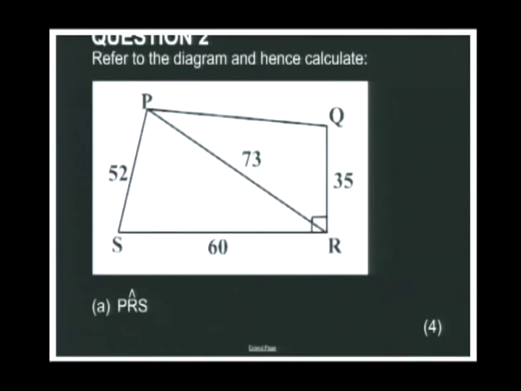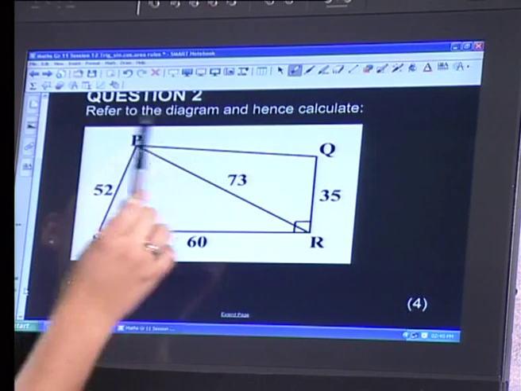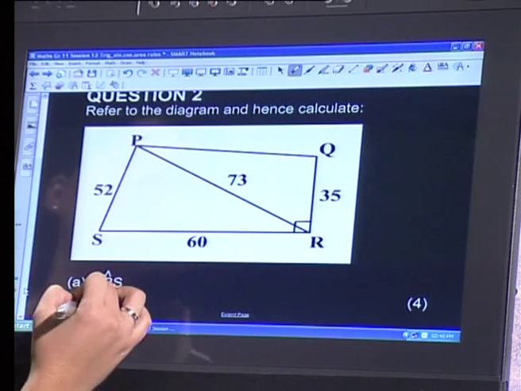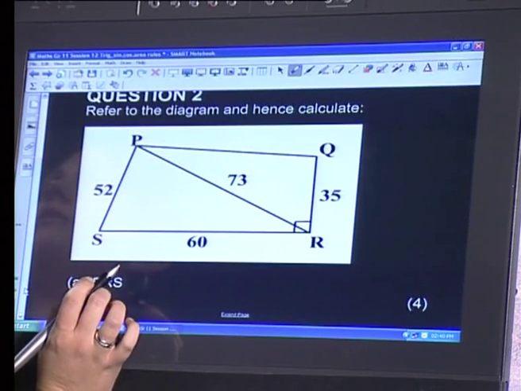Okay, now things are getting a little more exciting. If we look at our diagram, we've got a quadrilateral here, PQRS, and we are told to refer to the diagram and then calculate. Before I even look at the questions, let's have a look at all the information that is given. And I think this is a really important technique, that when you have a diagram, always ensure that whatever's in the written question is in the diagram. If there's something that's left out, you must include it.